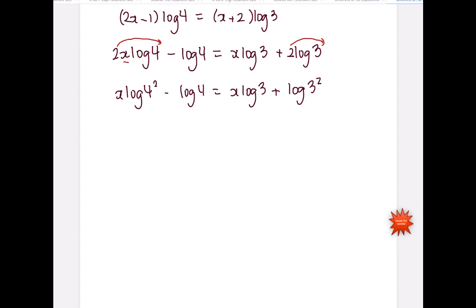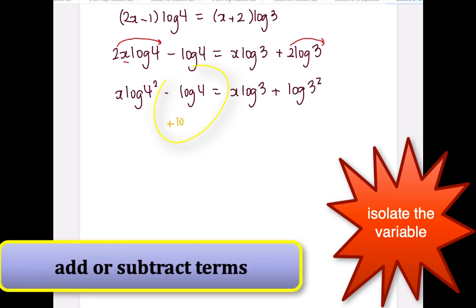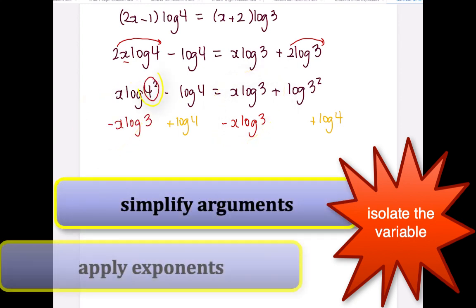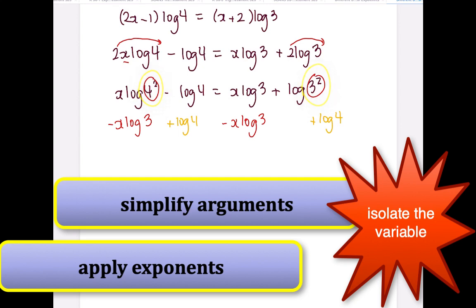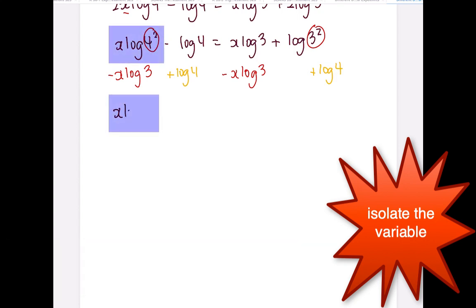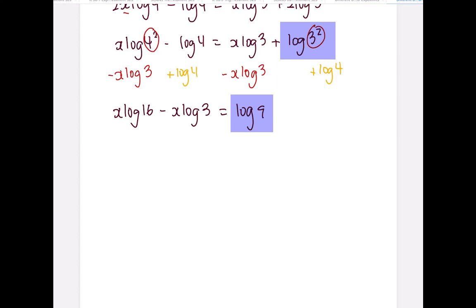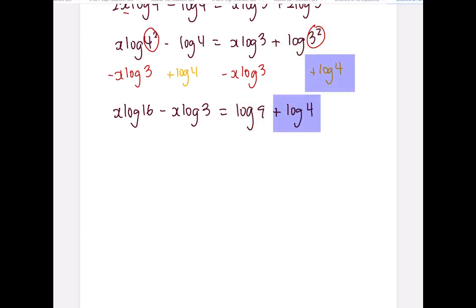All right, now in the next step, I'm going to do 3 things, and I think you're going to be okay with it. I am going to add a log 4 to both sides. Got it? I am going to subtract x log 3 from both sides. Got it? And I am going to take this 4 squared and this 3 squared and turn those into 16 and 9 respectively. So pay attention to this carefully, because now we'll see we have x log 16 minus x log 3 equals log 9 plus log 4.